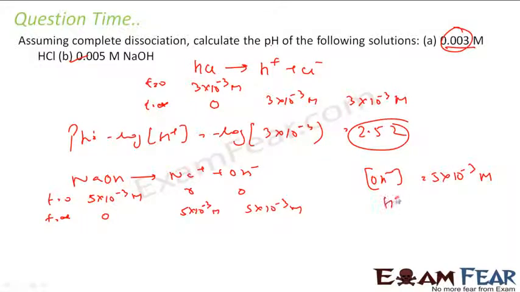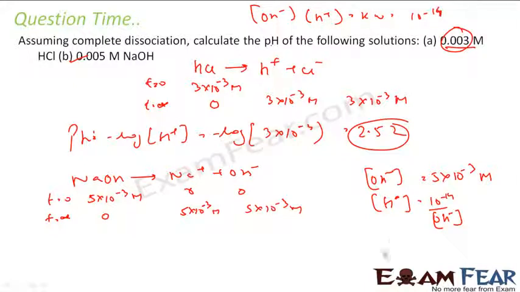So H plus is what? It will be 10 to the power minus 14 by OH minus. Correct? Because you know that OH minus concentration into H plus concentration is going to be Kw, that is 10 to the power minus 14. So with this, you get H plus as nothing but 10 to the power minus 14 by 5 into 10 to the power minus 3. You solve it, you get 2 into 10 to the power minus 12.